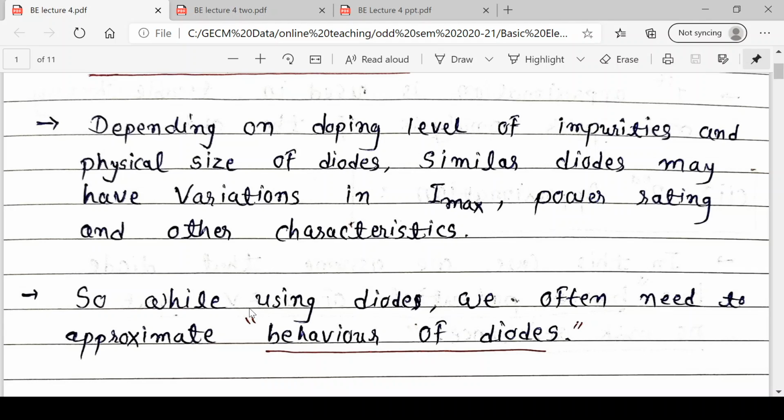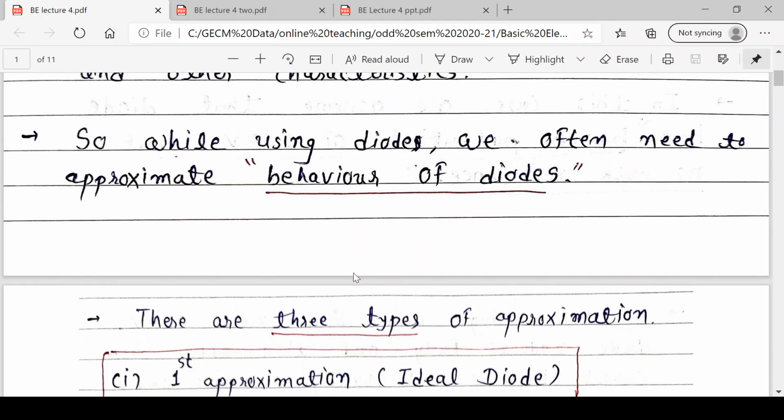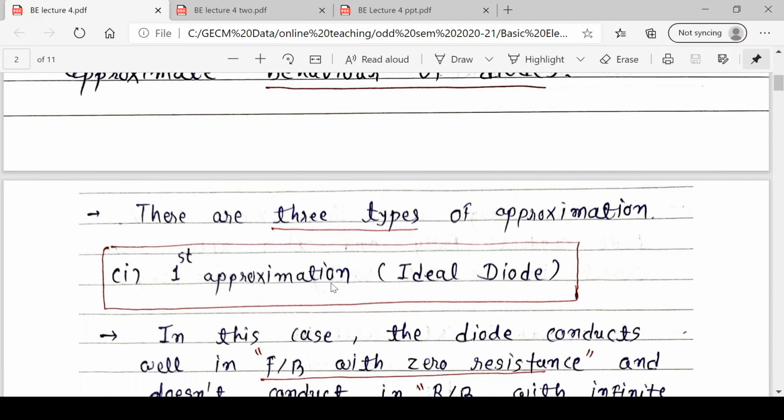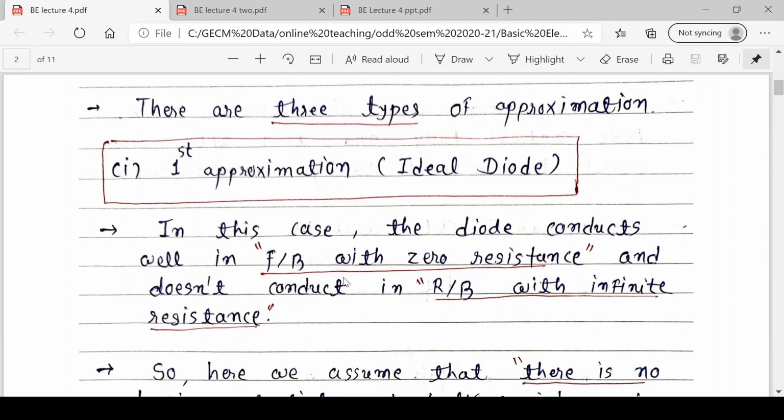So you can say diode approximation will give you the behavior of diodes. And there are three types of diode approximation. The first approximation is called the ideal diode. Ideal in the sense that the diode does not have any detailing. That means if your ideal diode is forward biased, it will give you zero resistance and infinite current. And if your ideal diode is reverse biased, it will give you infinite resistance with zero current.